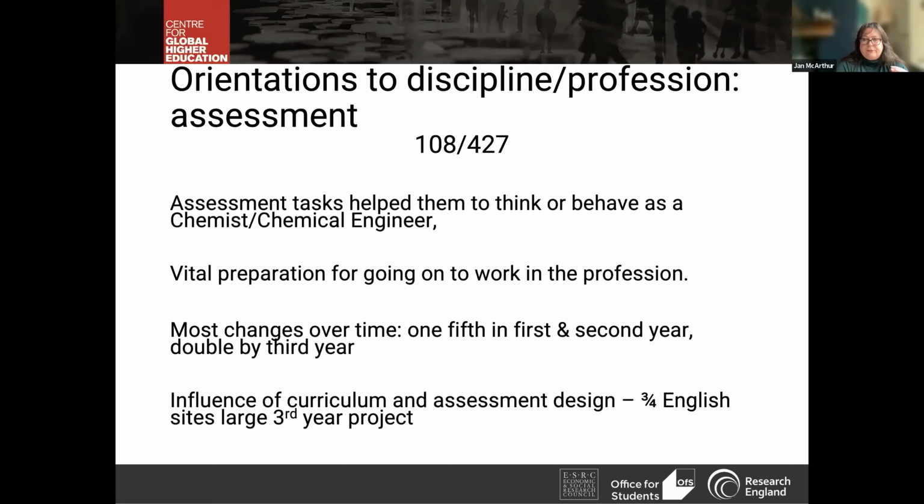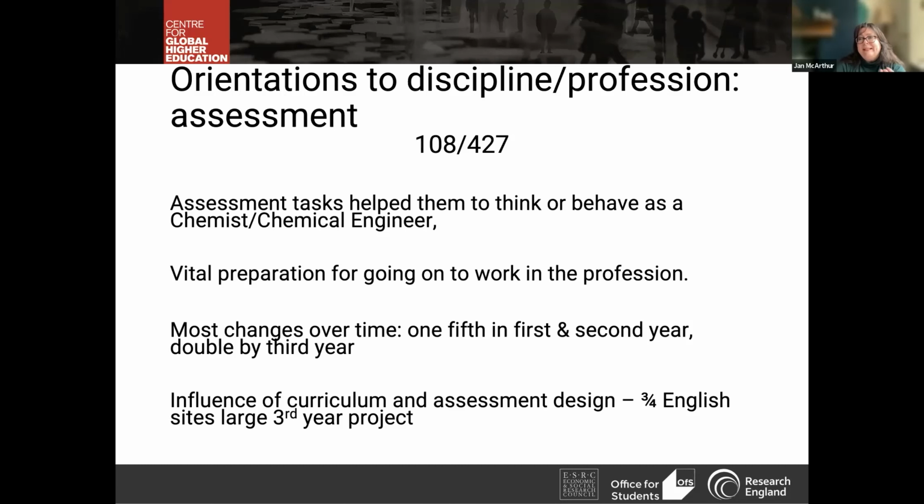So about a fifth of the transcripts had this orientation in first and second year, but that doubled in third year. Now, obviously, that's as they're getting closer to entering the profession, but also in our English sites, 3 of the 4 have a very big third year project, which we think influenced the orientation to discipline quite significantly.